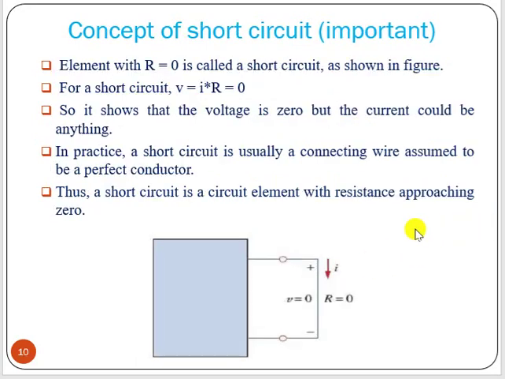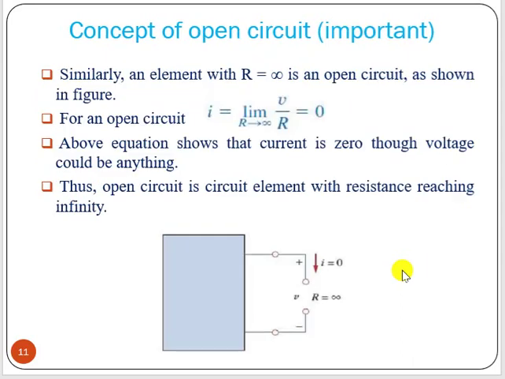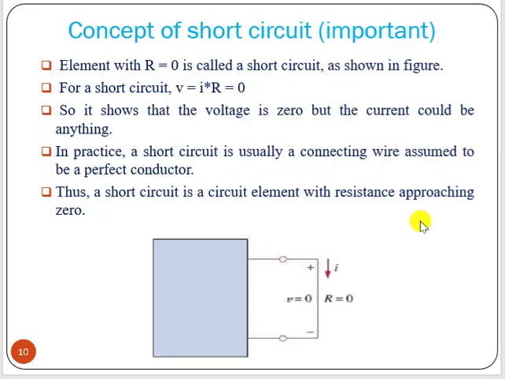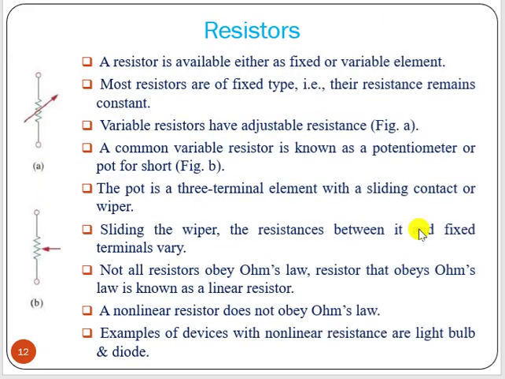So what we have learned: for the short circuit case, voltage is 0 and current could be anything, right? And for open circuit, current is 0, and we may have some voltage drop across that element. Okay. So these are the two concepts that you have to remember: short circuit and open circuit.